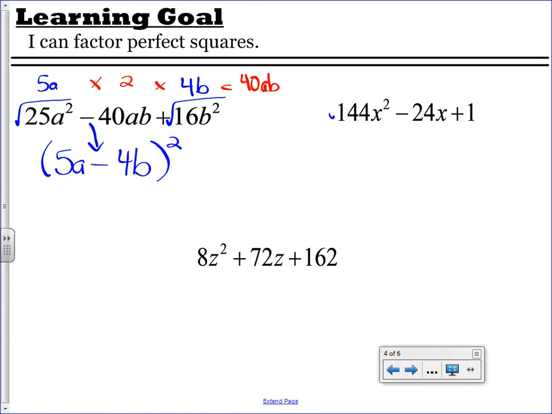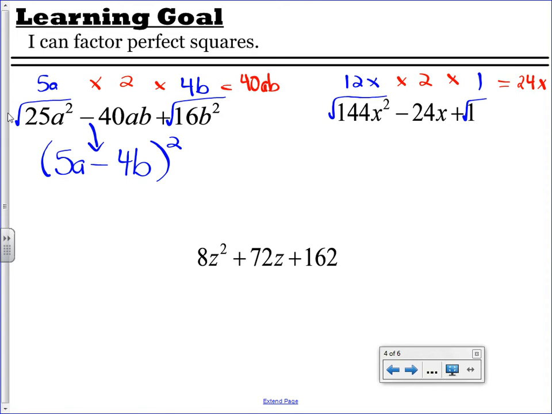If I take the square root of this first term, the square root of 144 gives me what, Austin? 12x. The square root of 1, what does that give me? 1. So then I take here 12x times 2 times 1 gives me what? 24x. So yes, I can use this trick.